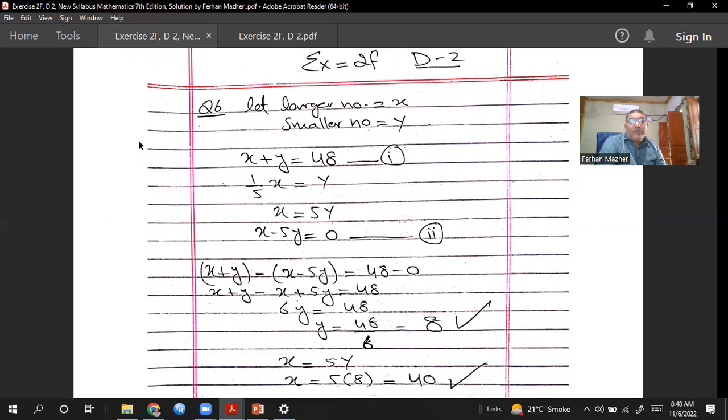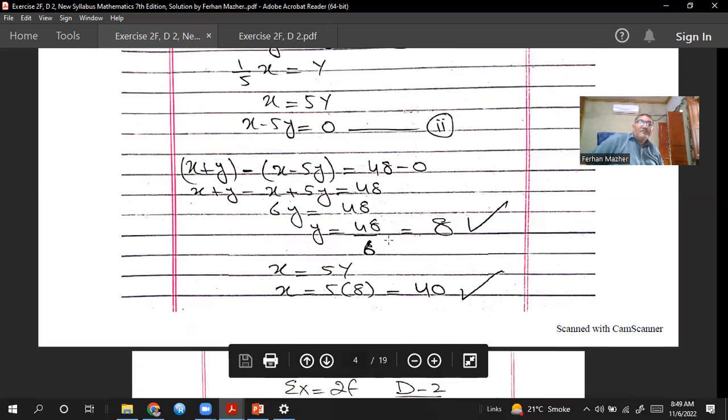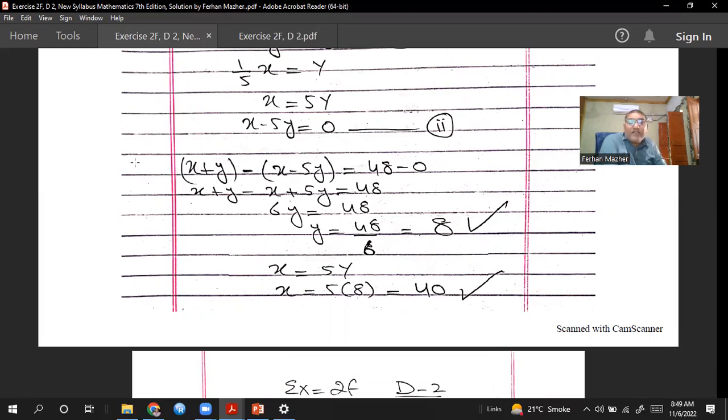So I write bracket x plus y bracket close, minus bracket x minus 5y bracket close, equals 48 minus 0. So it will be x plus y minus x plus 5y equals 48. x and x will be cancelled. So you will have 6y equal to 48. So y will be equal to 48 divided by 6, and that will be 8. So x will be equal to 5y, so x will be equal to 5 into 8, and that will be 40. So the two numbers are 40 and 8.